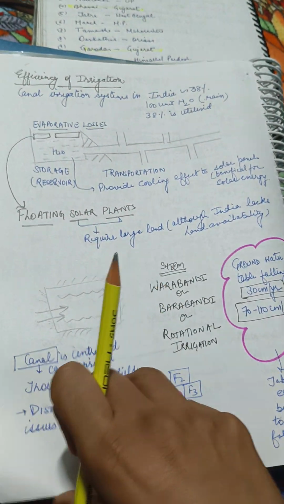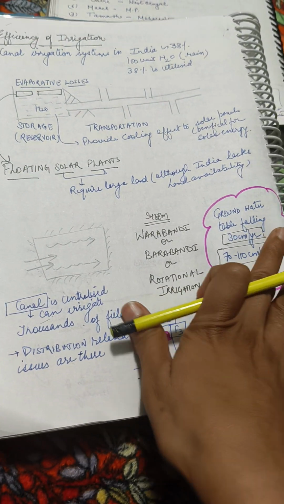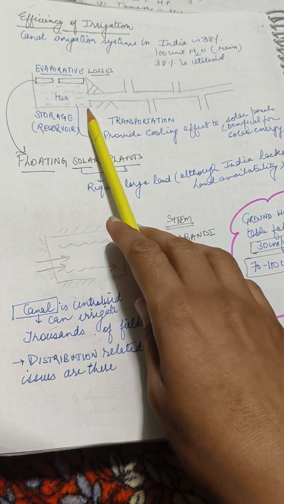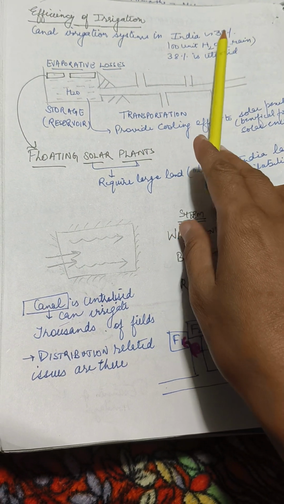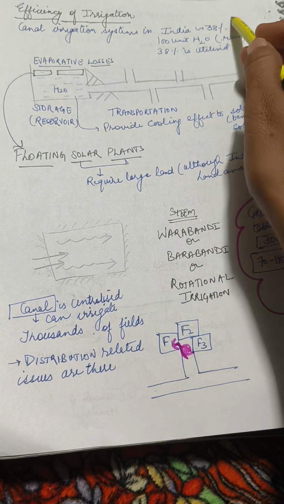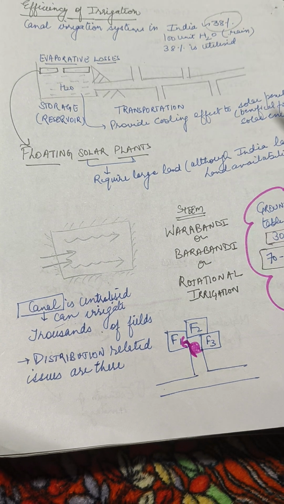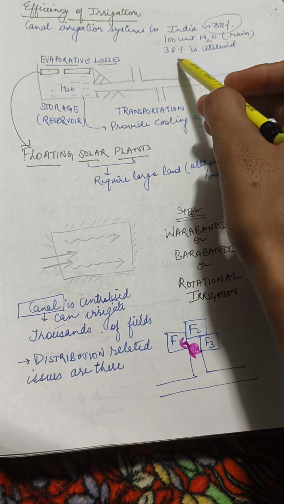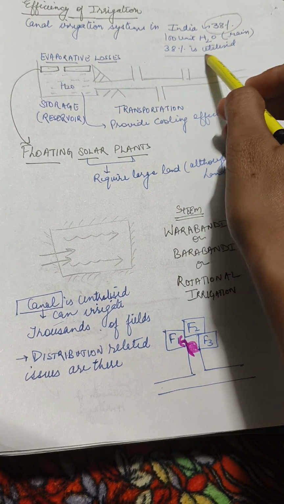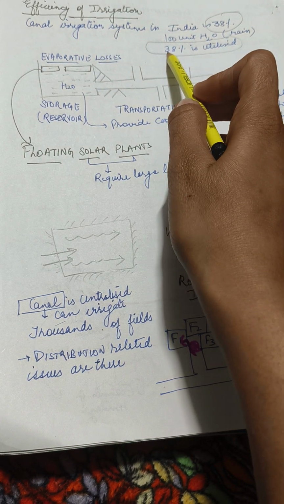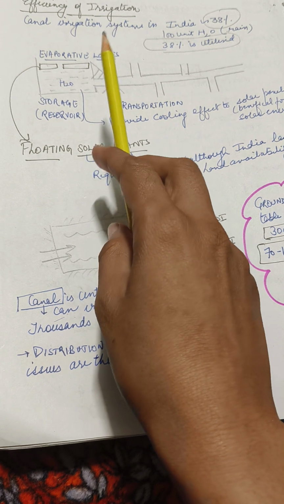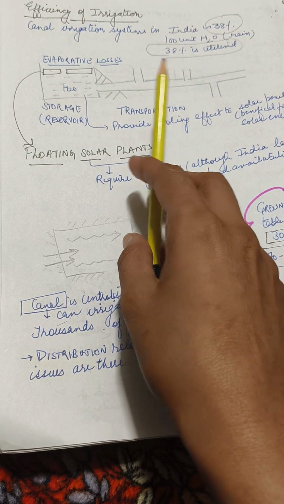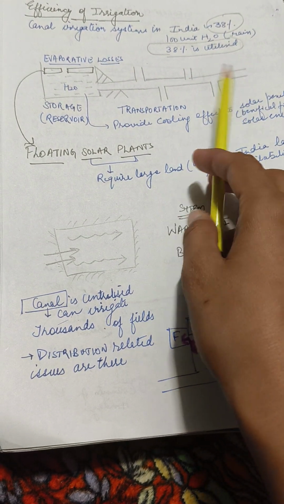Now next comes our efficiency of irrigation. So the efficiency of the canal irrigation system in India is around 38%. That is approximately 38%, meaning 38% is utilized. Okay.